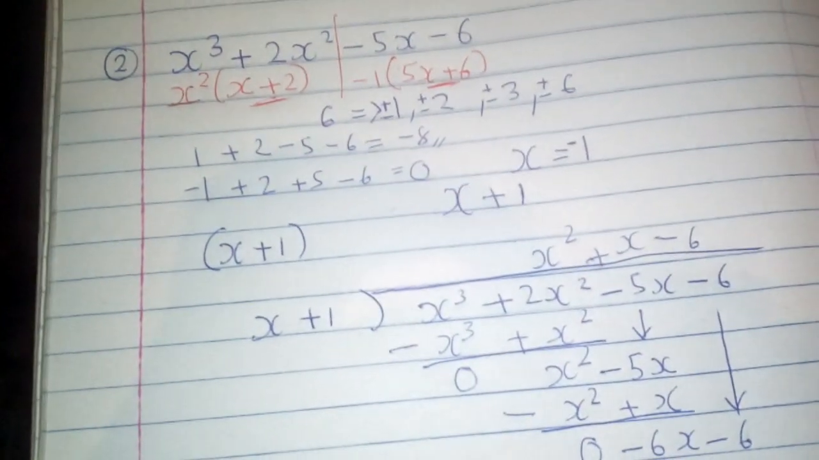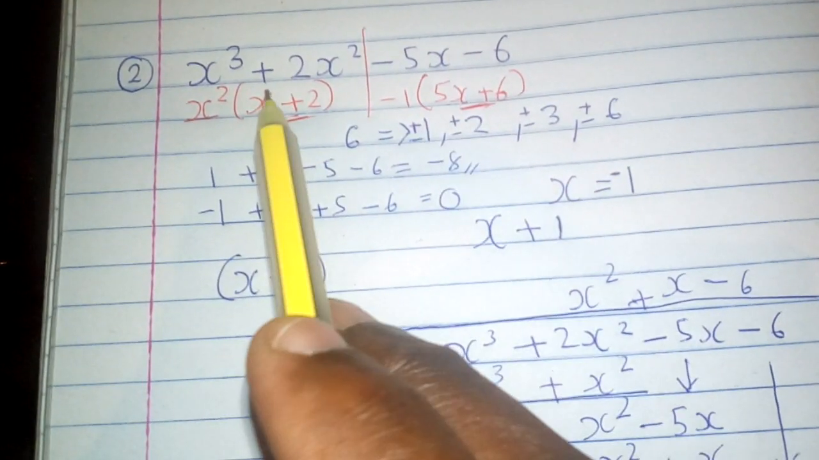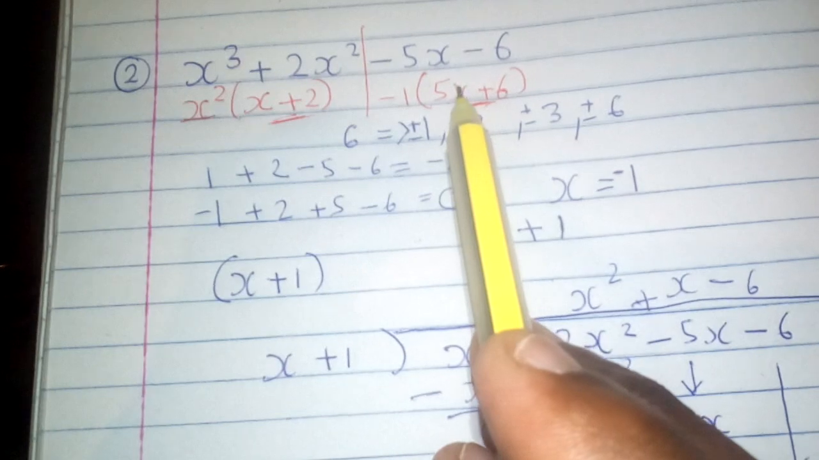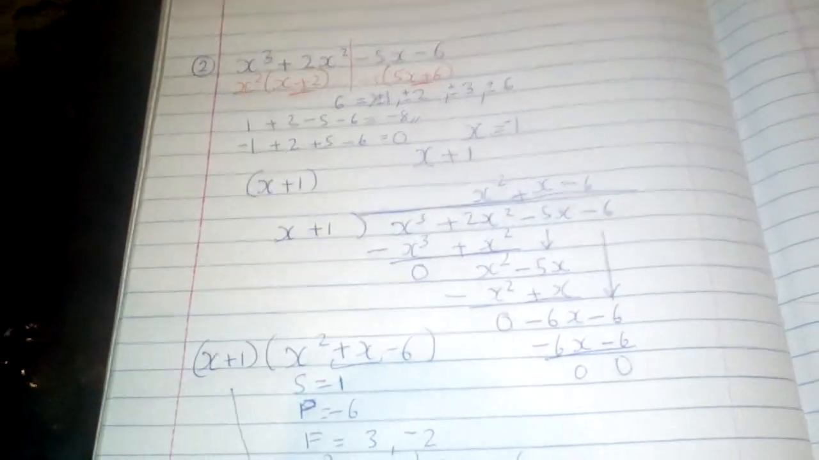And actually we had to use trial and error because when we grouped the two, we didn't get a common factor in the bracket.